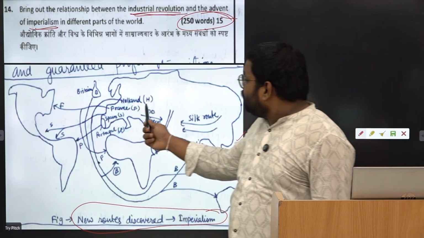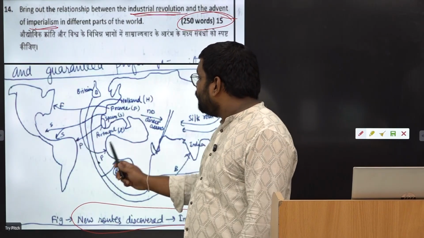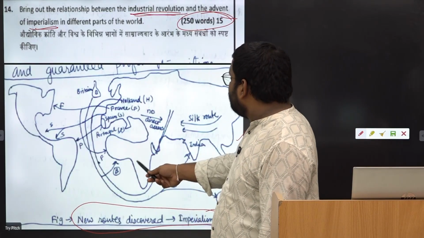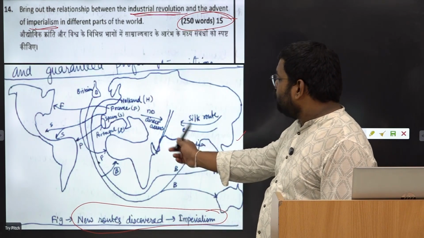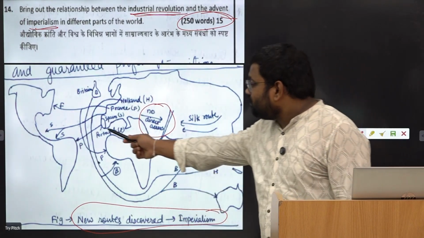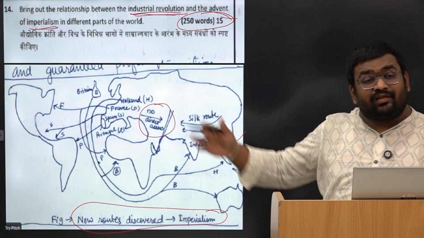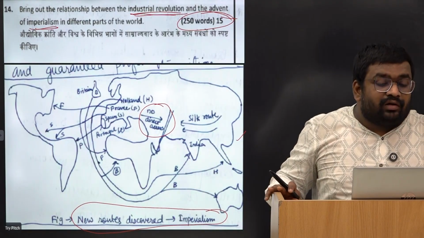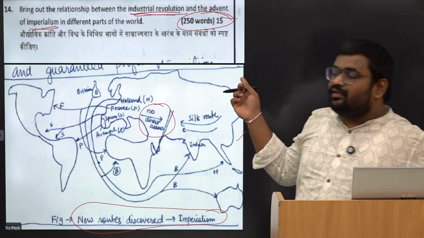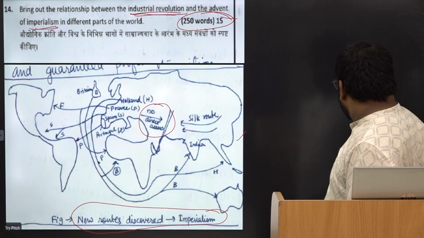ये आपको सब पता है कि Holland went to, or France went to North America, Spain to South America, Portugal was in Brazil, then the British were in India. This was your Silk Route. There was no direct access from the Northwest, which is why they used the sea routes. Now, ये सब आपको पता है. It was just the representation through the diagram, which not just bridges the content deficit, but also brings innovation into your answers.